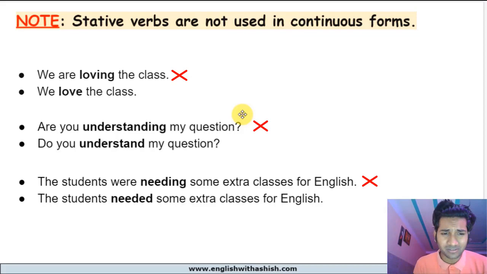You might come across a teacher saying, understanding. Are you understanding my question? It's fine when you speak like that. Understanding is one of the stative verbs that people use in continuous forms, but technically it's incorrect. Simply say, do you understand me? Do you understand my question? Okay, did you understand me? Okay. The students were needing some extra classes for English. Were needing, you can't say needing, it's not an action verb. The students needed some extra class for English. Okay, that's something you have to keep in mind.